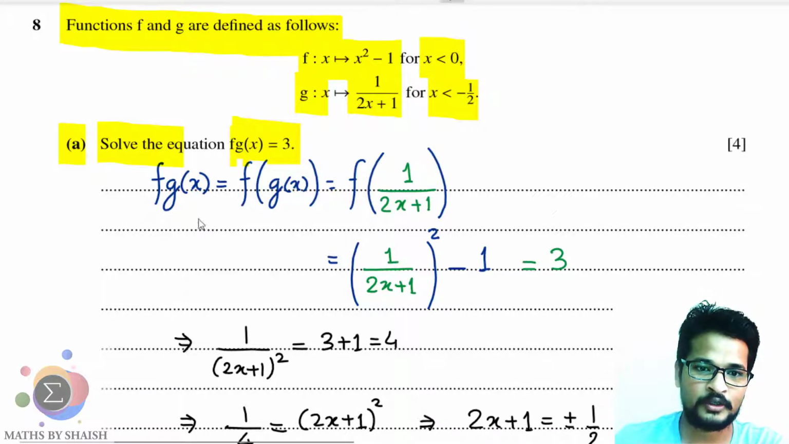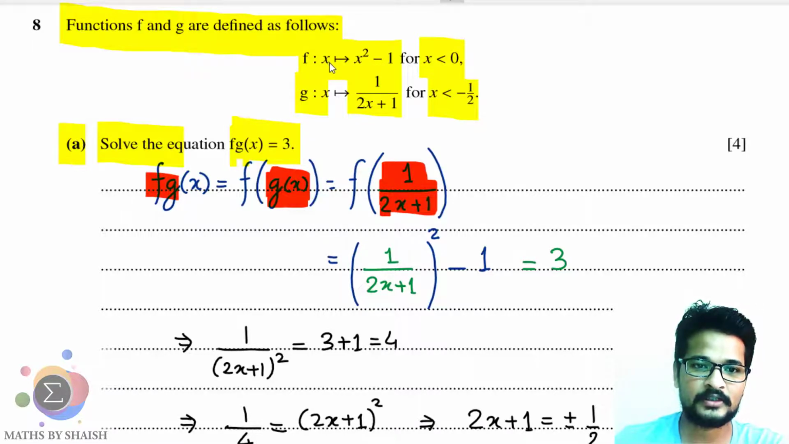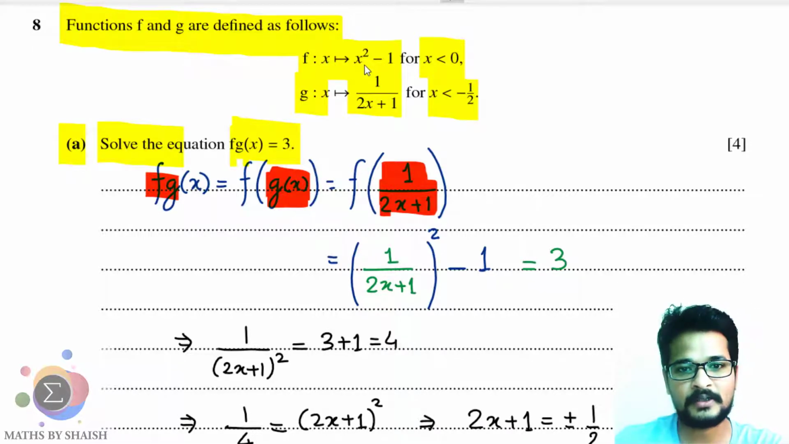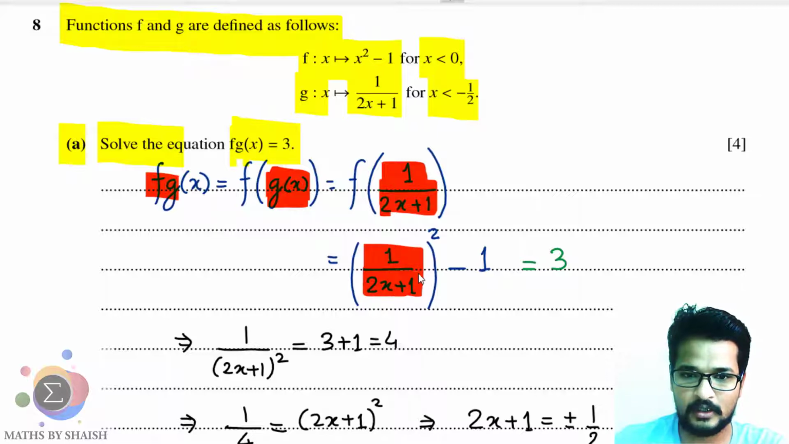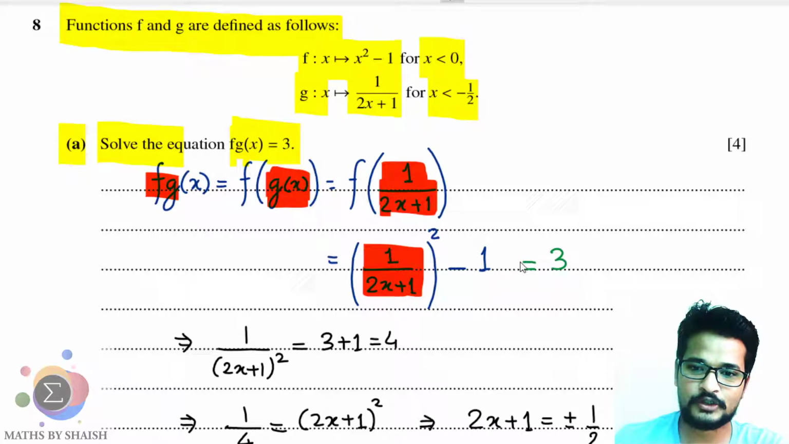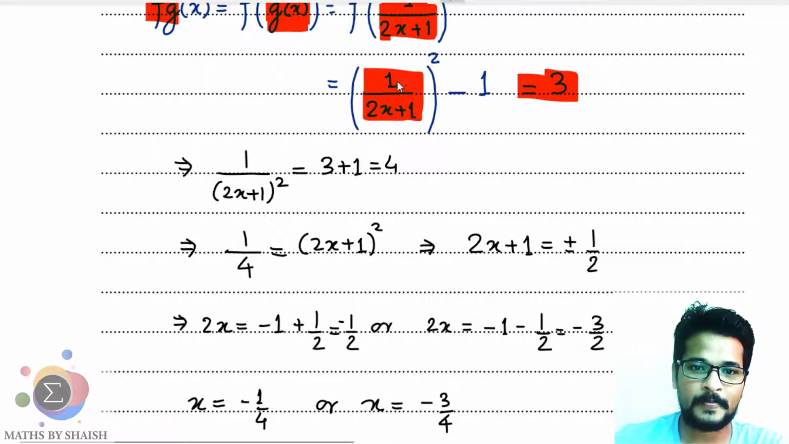So here we can see fg(x) is f of g of x. In place of g(x) we will write 1 over 2x plus 1 as the input for f(x), and we know the function f gives the square of the input and subtracts 1 from that. So the input is 1 over 2x plus 1, so it is (1 over 2x plus 1) whole squared, minus 1. And since we are going to solve for 3, this is going to be equal to 3. And now we will simplify it.